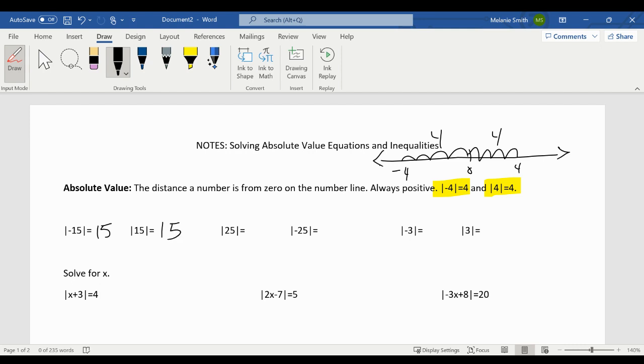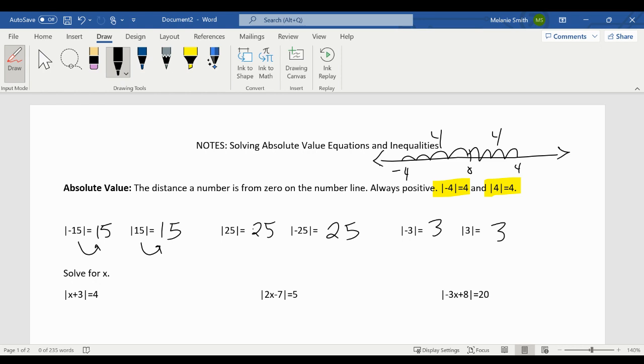What a lot of people I've noticed have wanted to do is to say, oh, well, if -15 becomes positive, then +15 must become negative. And that is not correct. It is always, always, always positive. Okay, so +25 has an absolute value of 25, and -25 has an absolute value of 25. -3 has an absolute value of 3, and so does +3.